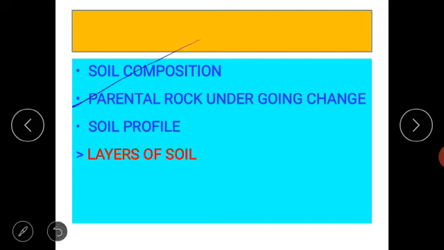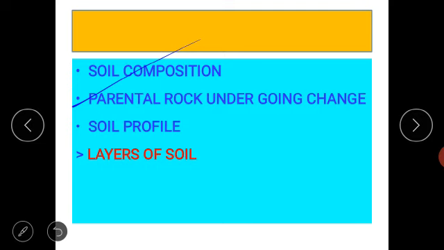Next is parental rock undergoing change. The process responsible for this is the formation of rock, which we call weathering of rock. How it occurs step by step, and ultimately it leads to the formation of soil. So this is the process.